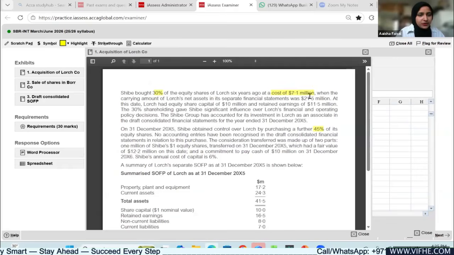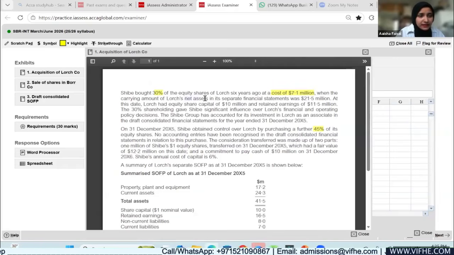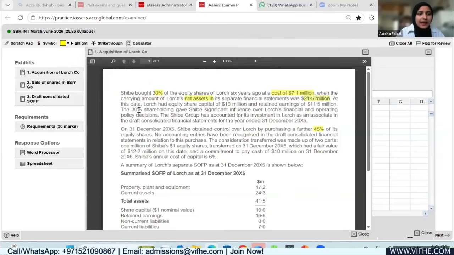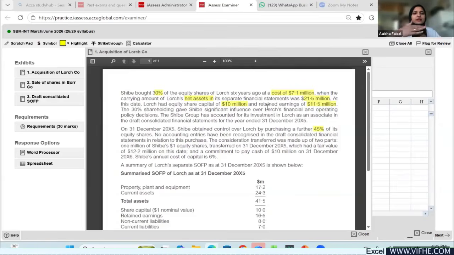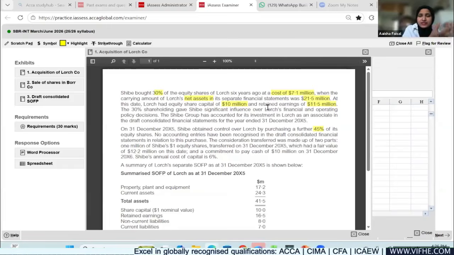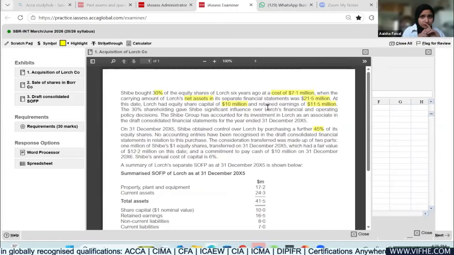So you acquired it at a cost of 7.1 million when the carrying amount of Lodge's net assets in its separate financial statement was 21.5 million. At this date, Lodge had equity share capital of 10 million and retained earnings of 11.5 million. So the net asset split is given: 10 plus 11.5 together was your 21.5, Lodge's net assets at the date when you acquired 30%. Right now, still I can't do anything with this information. This is the net worth when I was taking it as an associate. Think how this information can be helpful to me. This information can be helpful when I want to do equity accounting for the associate.